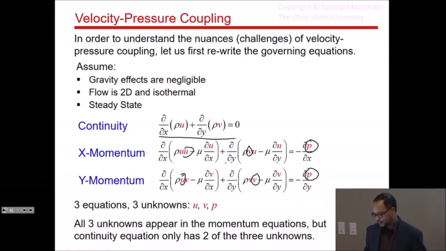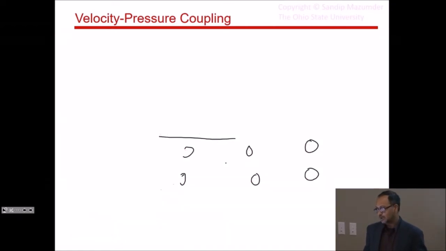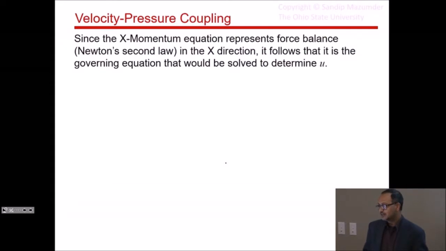Now, why is that problematic? Well, the x momentum equation, let's say, represents force balance in the x direction. We know that. This is Newton's law of motion, the component in the x direction. Basically, force is equal to mass times acceleration. Or you can say rate of change of momentum is equal to the sum of external forces. That's what the Navier-Stokes equation is. So x momentum is momentum conservation in the x direction.